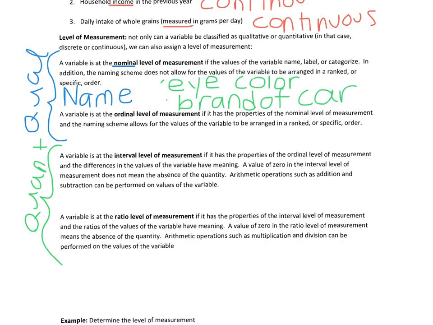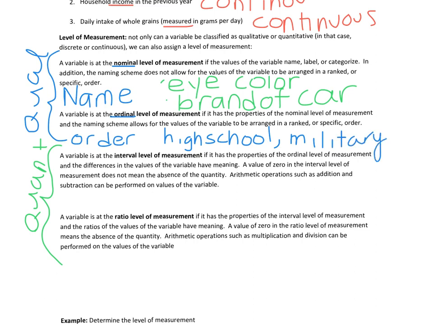All right, the next one is ordinal level of measurement. And then the key word there, we're going to think "order." It has the properties of nominal, and the naming scheme allows for the values of the variable to be arranged in a rank or specific order. So, for instance, we can do high school. When you go to high school, there's freshman, sophomore, junior, senior. Another example could be military rank. That's a qualitative variable with a natural rank or specific order.